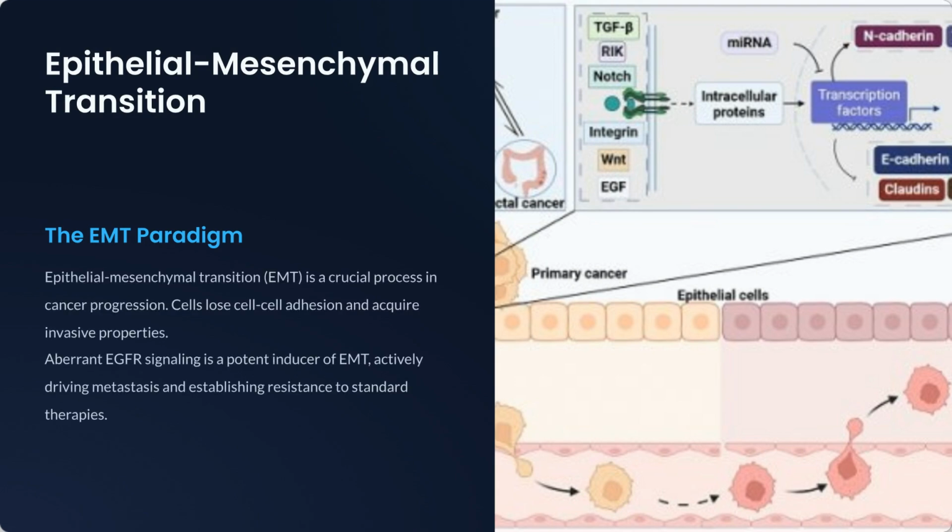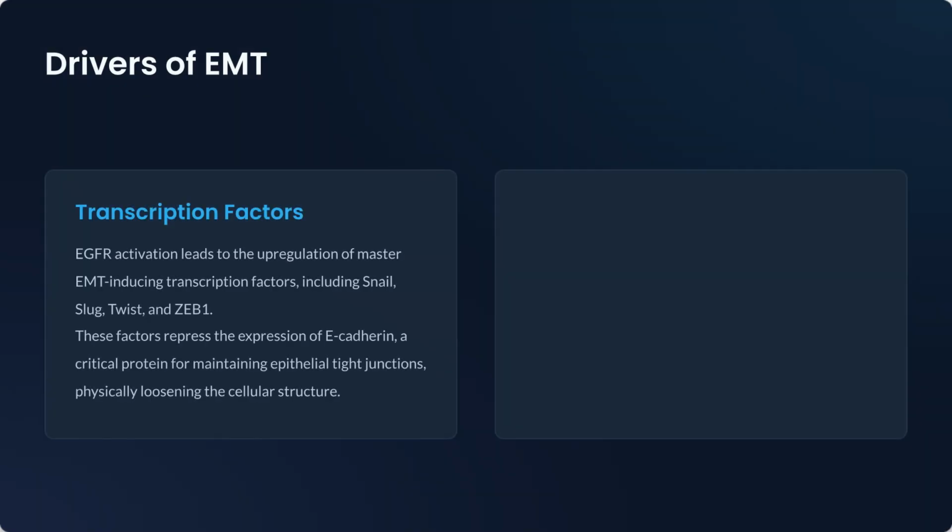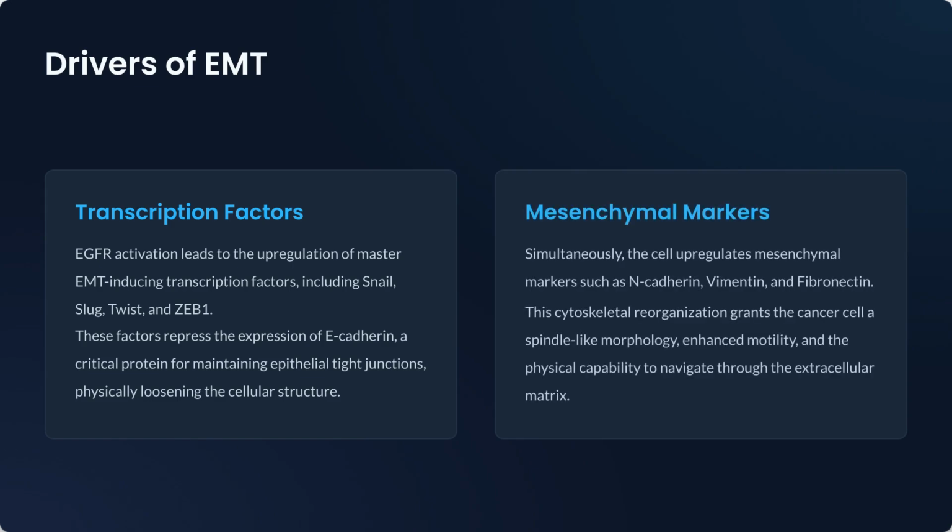Aberrant EGFR signaling is a strong inducer of EMT, driving metastasis and therapeutic resistance. EGFR activation upregulates EMT-inducing transcription factors, repressing E-cadherin, and loosening the cellular structure. This simultaneously upregulates mesenchymal markers, providing enhanced motility and invasiveness.